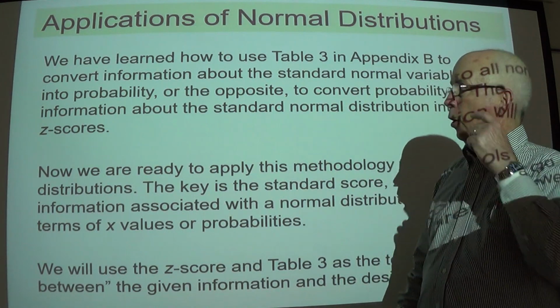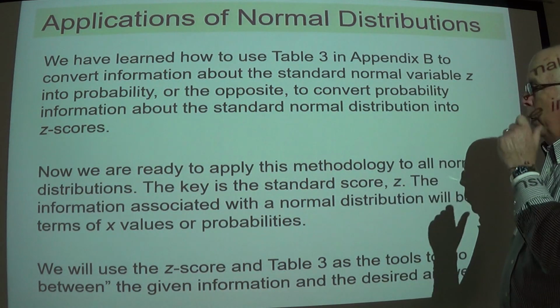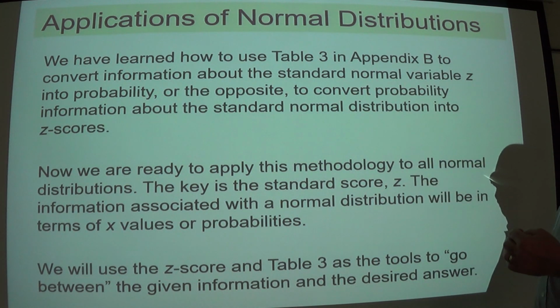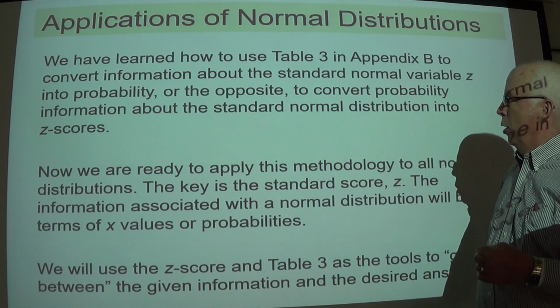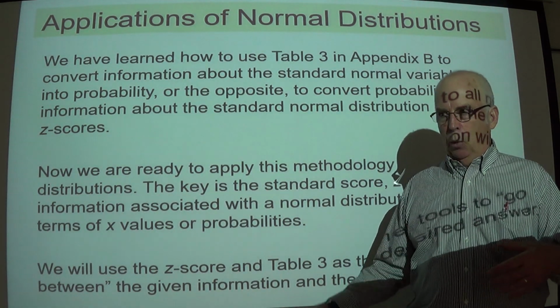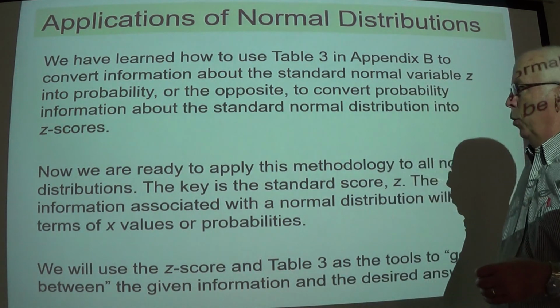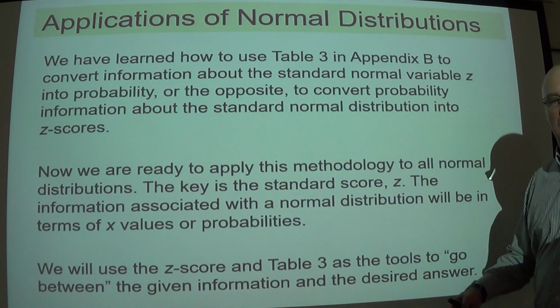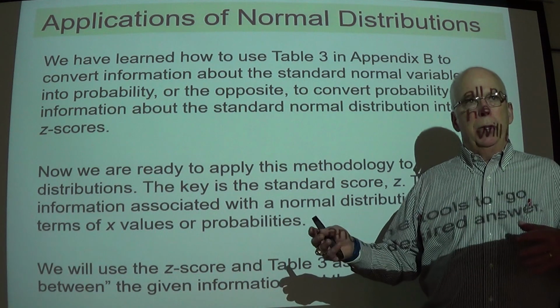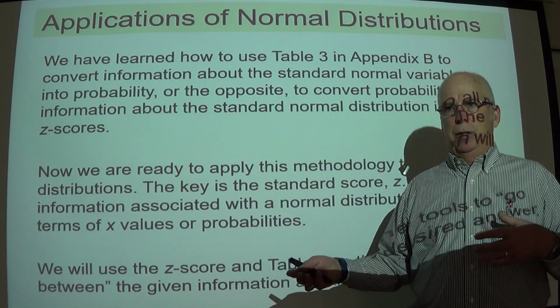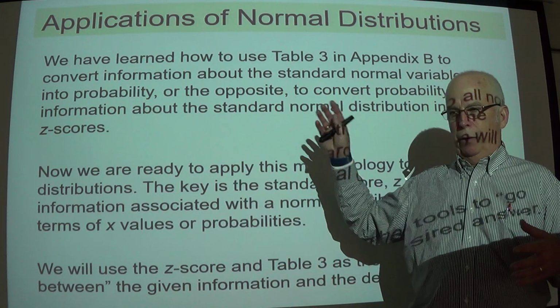You can read along, and I'm just going to talk. It says, we've learned in Table 3 how to convert information about the standard normal variables into probabilities using z-scores. Now we're going to actually put some real life situations to it. And as long as the information that you're provided, the calculations that you've been asked to do, says it's a standard normal curve, this works every time.